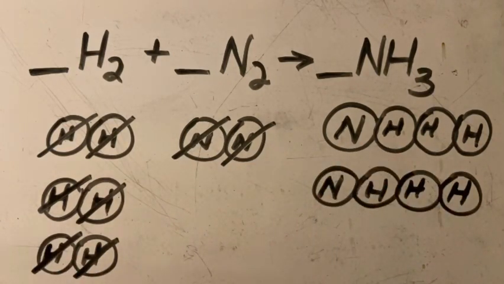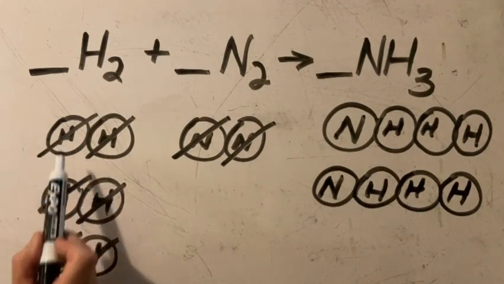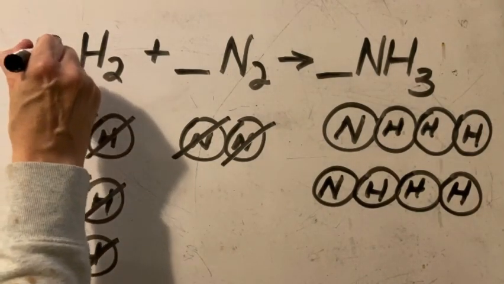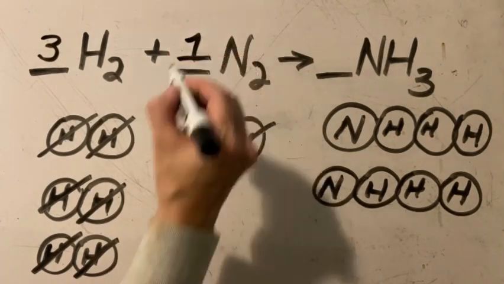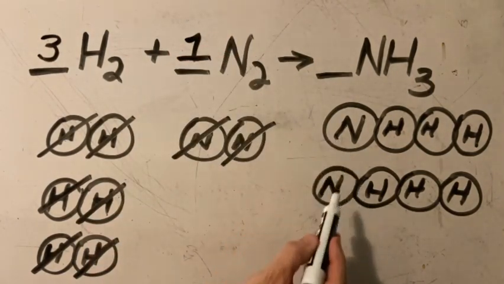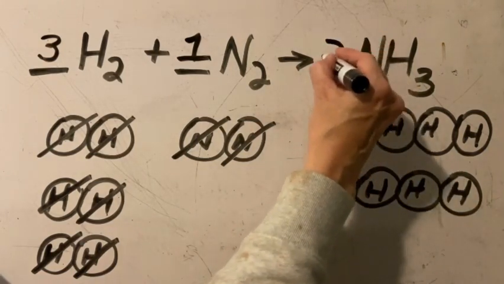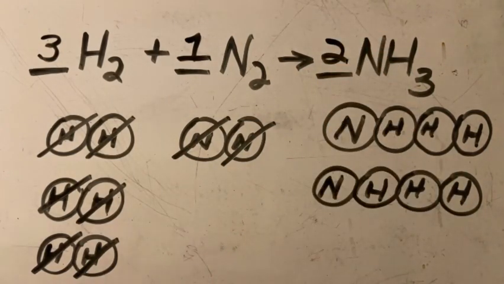So now we're going to summarize. We used up 1, 2, 3 moles of hydrogen. We used up 1 set, or 1 mole, of nitrogen, and we produced 2 moles, or 2 sets, of NH3. And this is a balanced chemical reaction.